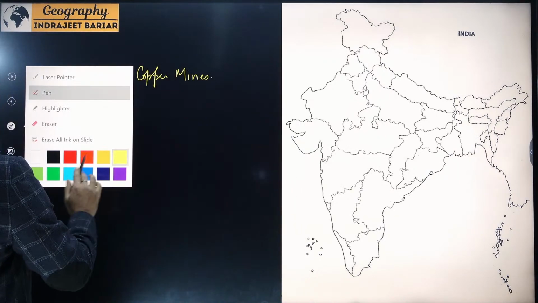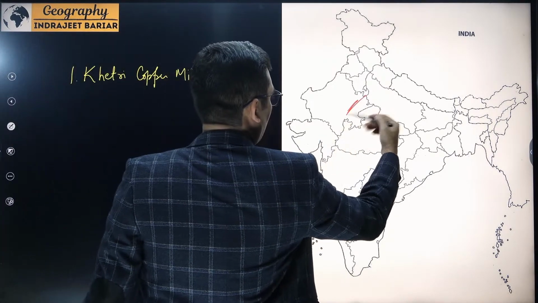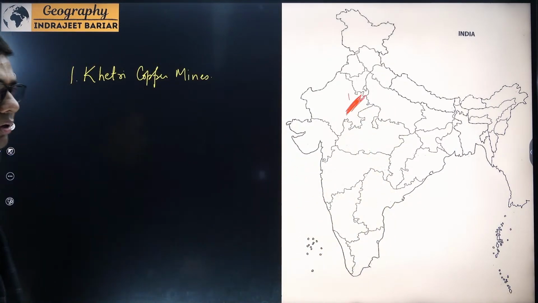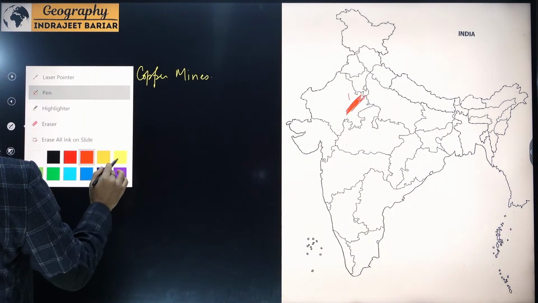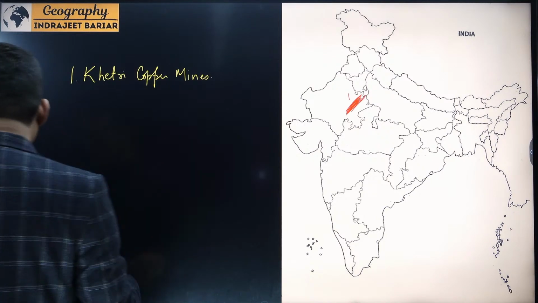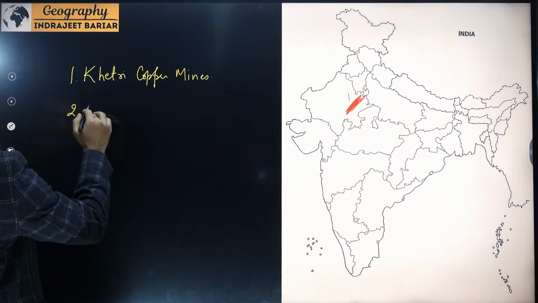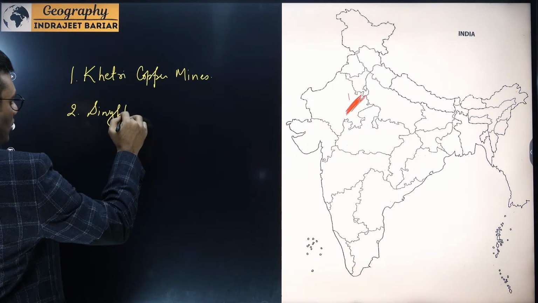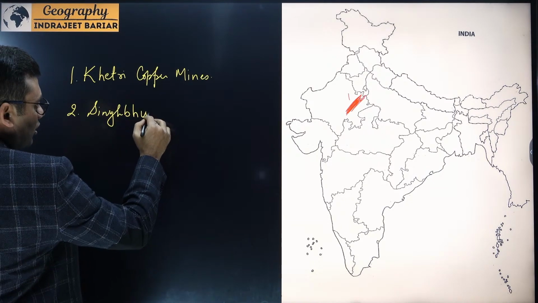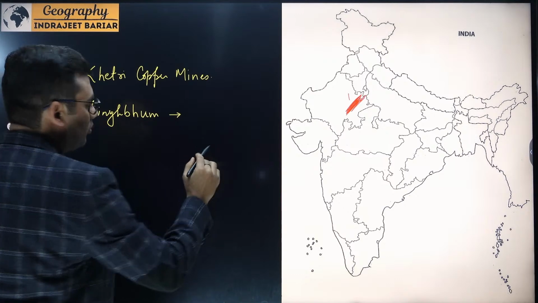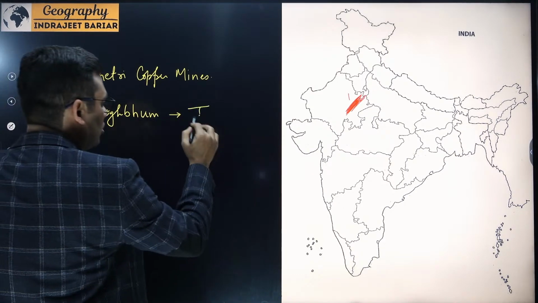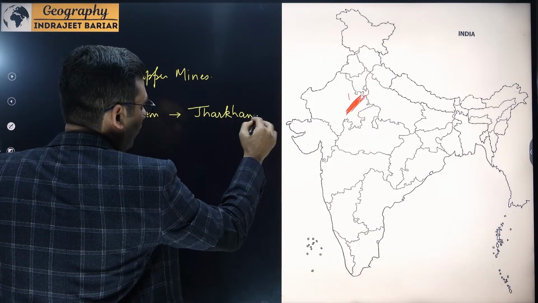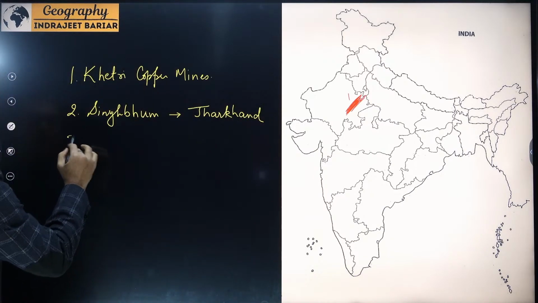So over here, the first region that I find is this part, which is the Khetri region. Going beyond Khetri region, the another region that I find is Singhbhum. So Singhbhum, it is a district. Singhbhum district is in Jharkhand. And so Singhbhum in Jharkhand.